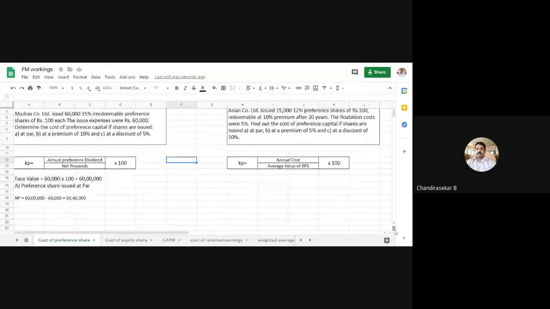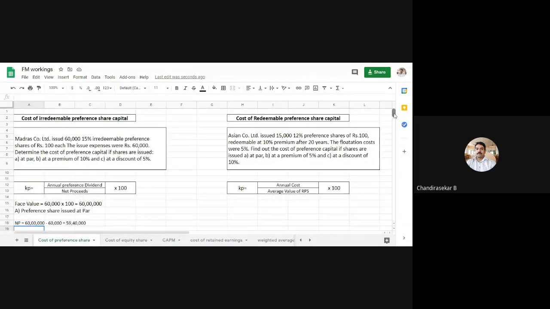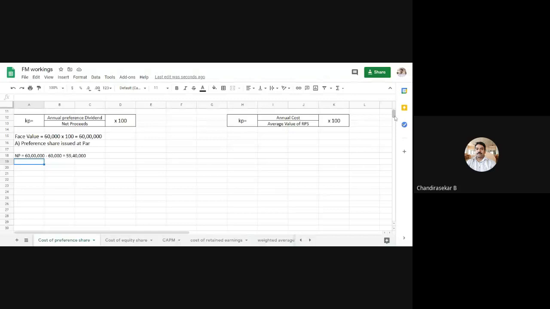So, what is our formula? Annual preference dividend divided by net proceeds. How much is the annual preference dividend? If you apply the percentage of preference dividend to the face value, you will get the annual preference dividend. So, 15% on 60 lakh rupees. Dividend is equal to 60 lakhs into 15%, that is 9 lakh rupees, considered as preference dividend.